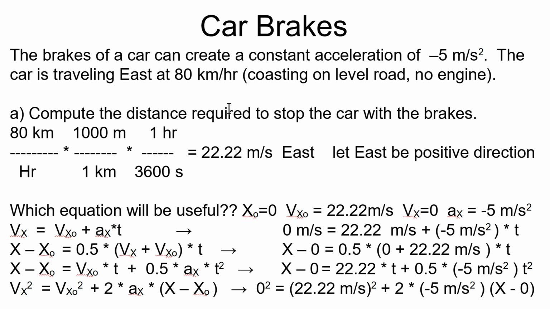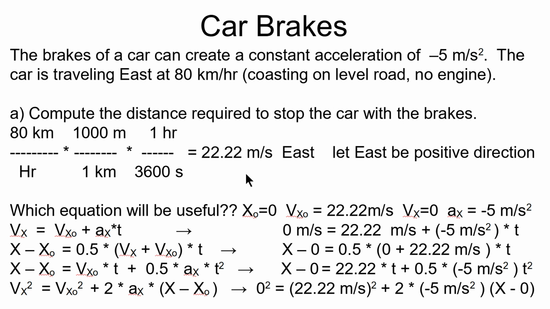So one thing I'd prefer to do here is, instead of working in kilometers per hour, I'm going to convert the units to meters per second. So 80 kilometers per hour, if we go step by step here, there are 1,000 meters in 1 kilometer, so we'll get the kilometer units to cancel out. And then 1 hour is 3,600 seconds, so we'll get the hour units to cancel off. You ought to pause the video and check with your calculator. I come up with 22.22 meters per second to the east. That's the velocity of the car at the start of this problem.